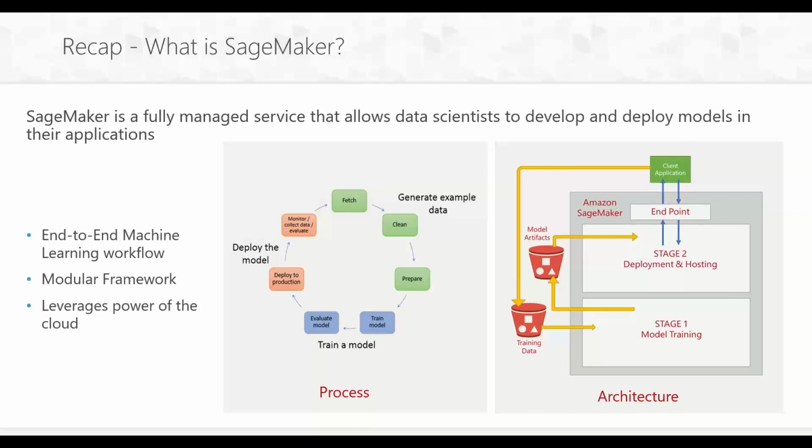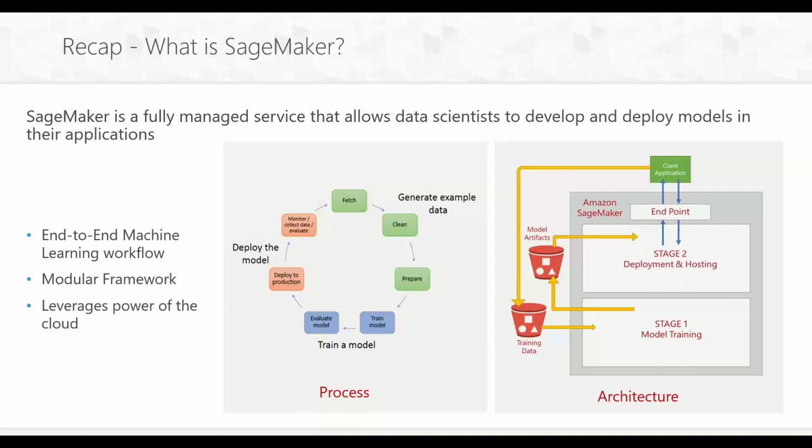On the right, you'll see a diagram of the SageMaker infrastructure, and you'll see that SageMaker is broken up into two main stages. The first is the training phase. This is where all your data pre-processing happens and where you actually fit the model. And then the second is the deployment phase.